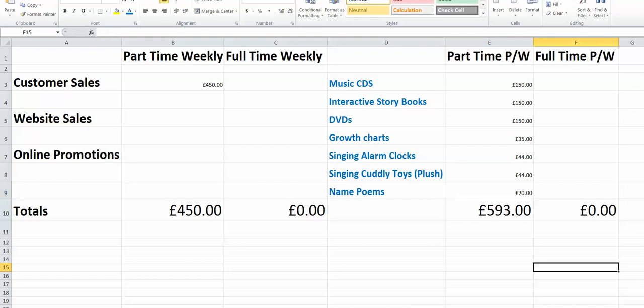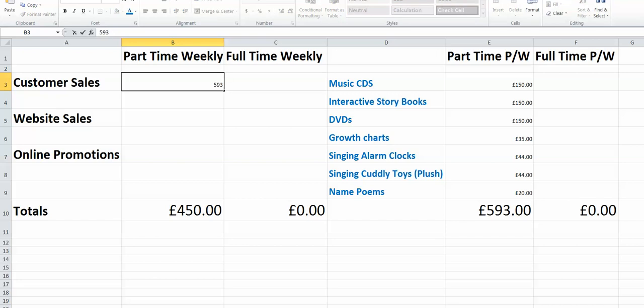And what you're now seeing on a part-time weekly basis, on very conservative figures, is a figure of around £593 per week, which is not too bad. So let's put that figure in here under part-time weekly from your customer sales directly to the customer. You're looking at around £593 a week direct selling.